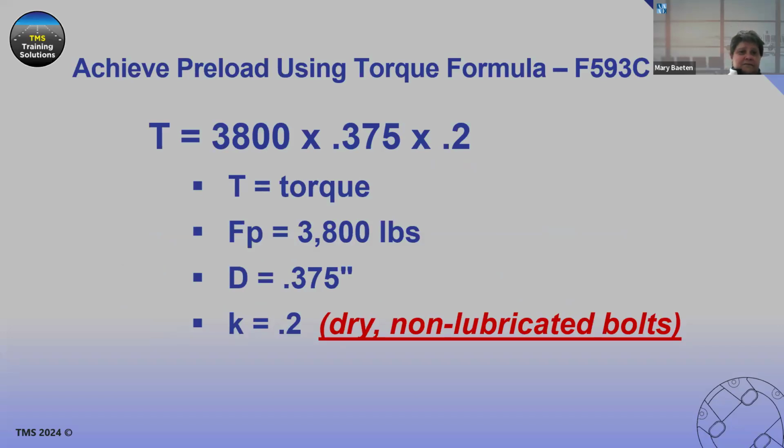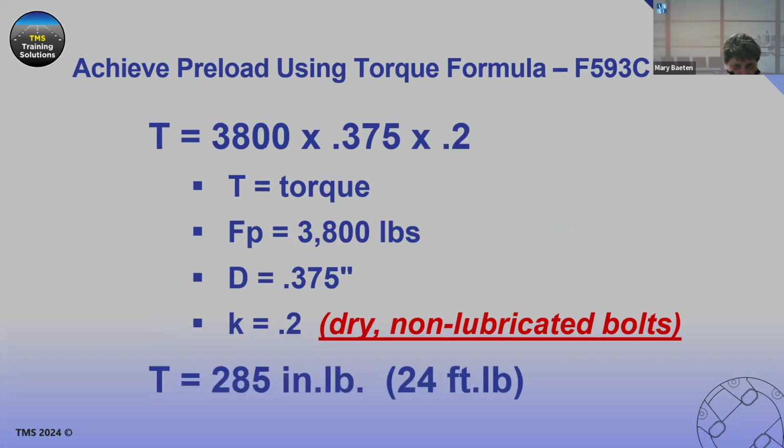So here's the formula. We know we were solving for torque. 3,800 pounds is the rated clamp load of an F593C stainless steel bolt. That's a 304 stainless steel bolt. The diameter is 0.375 and times 0.2, which is our standard K value for dry, non-lubricated bolts. And we run that formula, and we find that it's 285 inch-pounds or 24 foot-pounds of torque. We turn that bolt in, that required 24 foot-pounds, we will end up with the 3,800 pounds of clamp load or tension in the bolt.